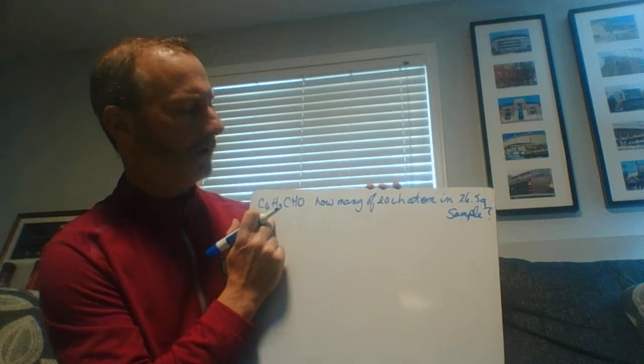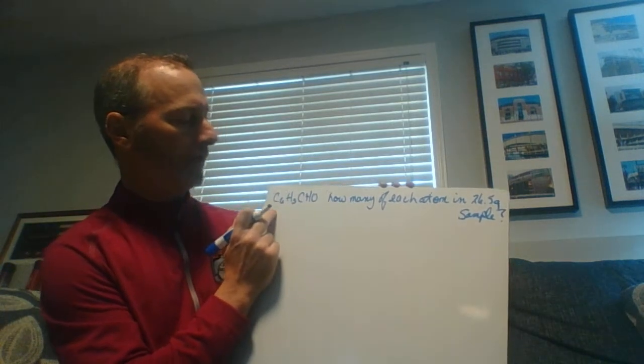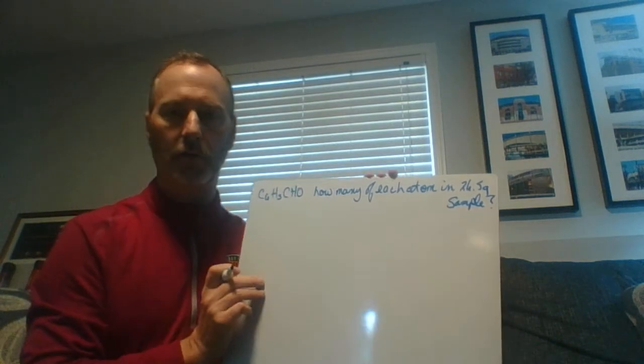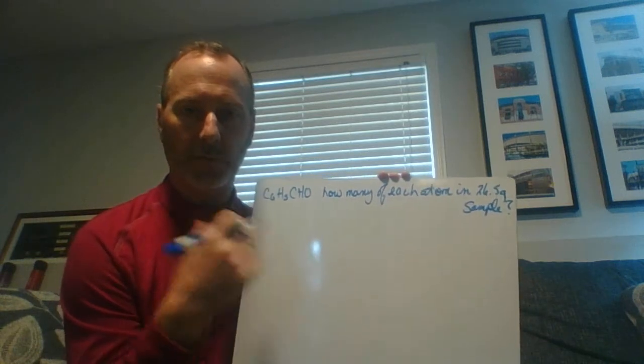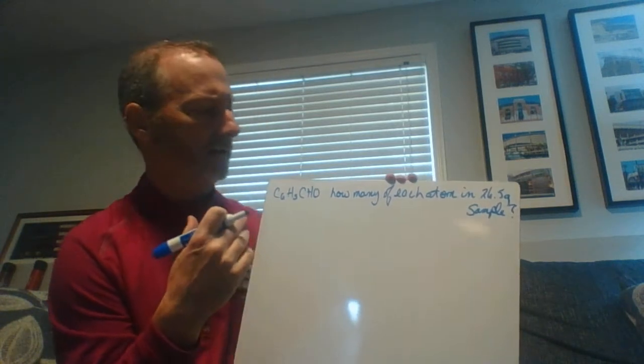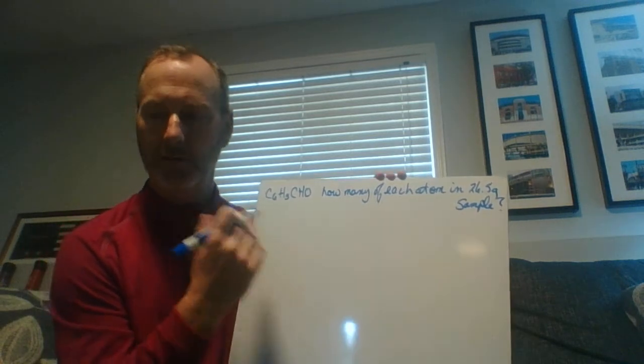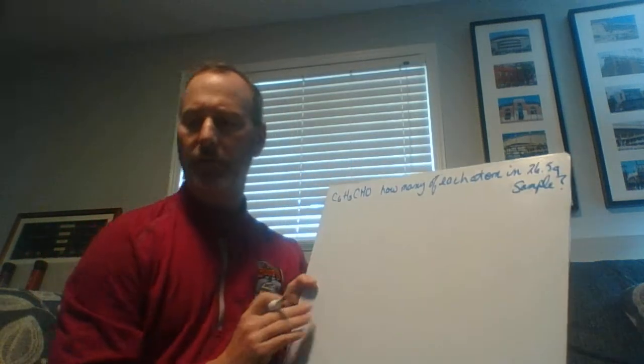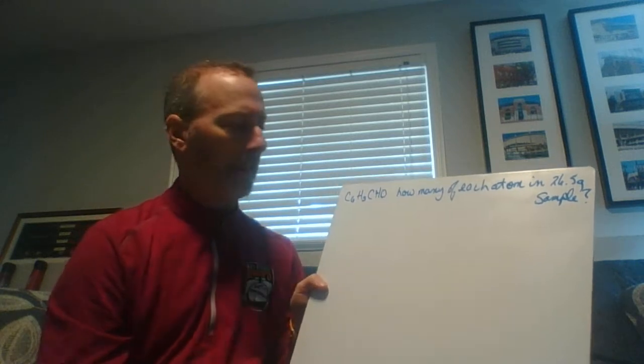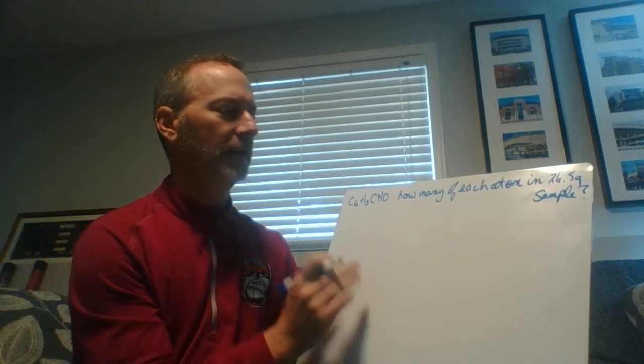Okay, so here's our chemical formula. We want to know how many of each of these atoms. Now there's carbon, hydrogen, and oxygen. So we've got to figure out how many carbon atoms, how many oxygen atoms, and how many hydrogen atoms are in this particular one. So first thing we got to do in this particular one is hopefully realize we're going to find number of atoms.